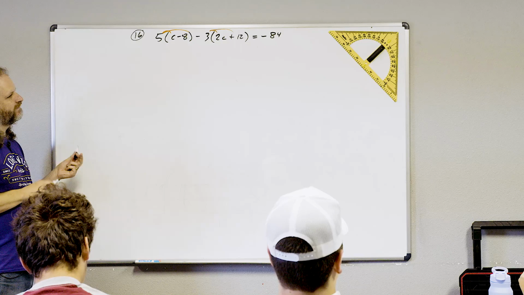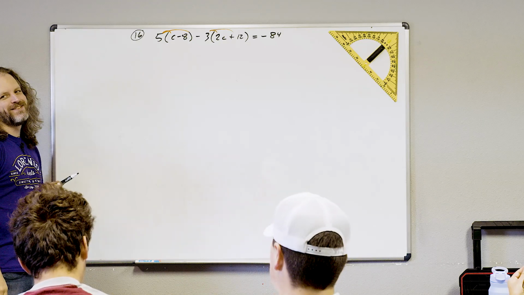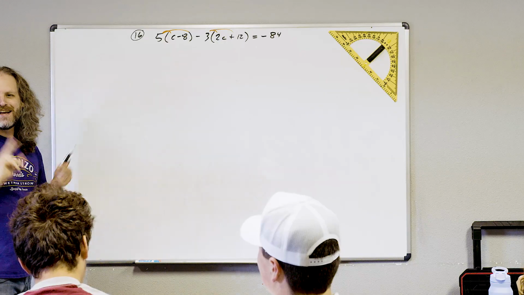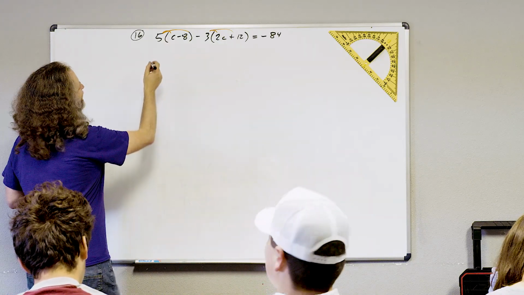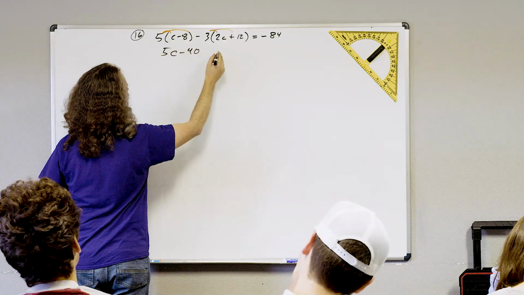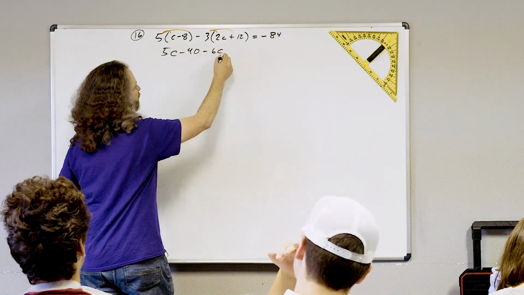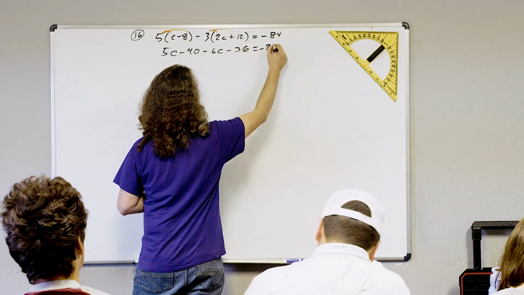Nice. It's my third. Oh, you're 16. Larry, you're Brittany. 16. How long does it take you to be over it? An hour. All right, we got 5c minus 40 minus 6c minus 36 equals negative 84.